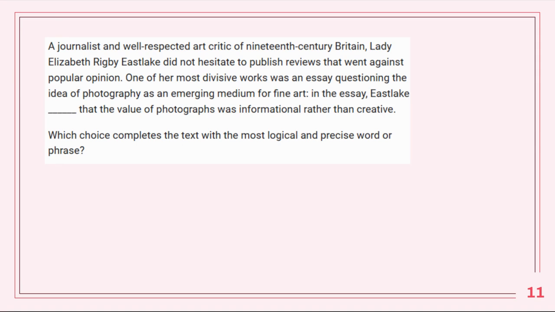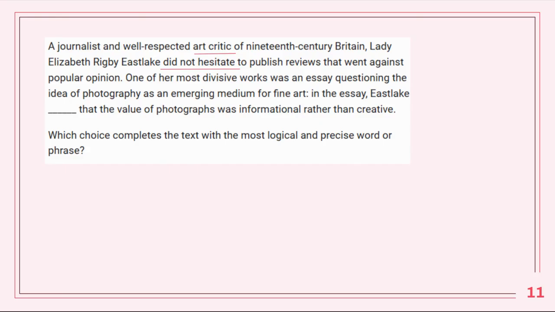Okay, so just to get the main idea of this passage, let's look at some key words. So she's an art critic, right? So she's someone who gives her opinion about art. That's what an art critic is. She criticizes art, says what she thinks about it. And she did not hesitate to publish reviews. So she was kind of loud and proud about her views. She didn't hesitate to give her opinion about art.